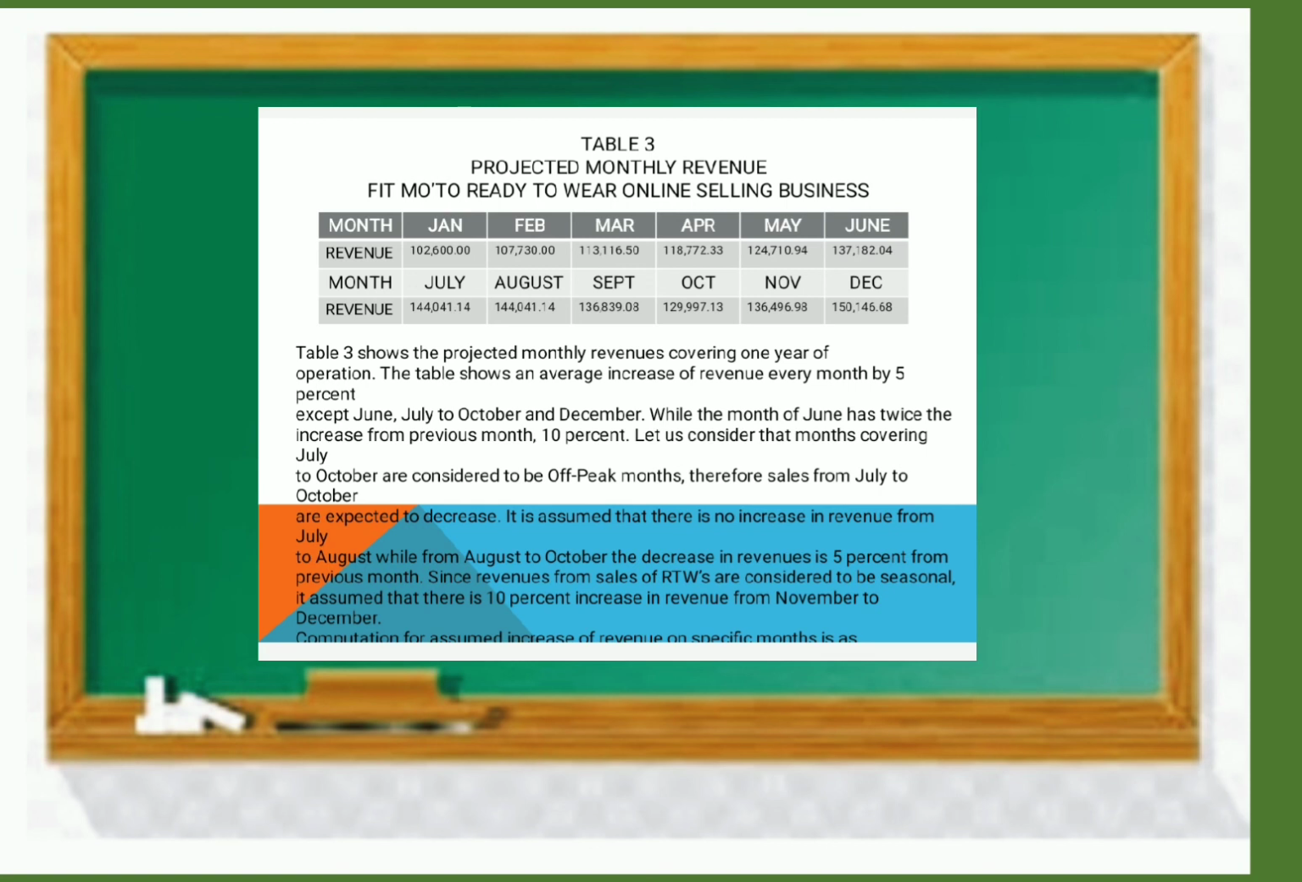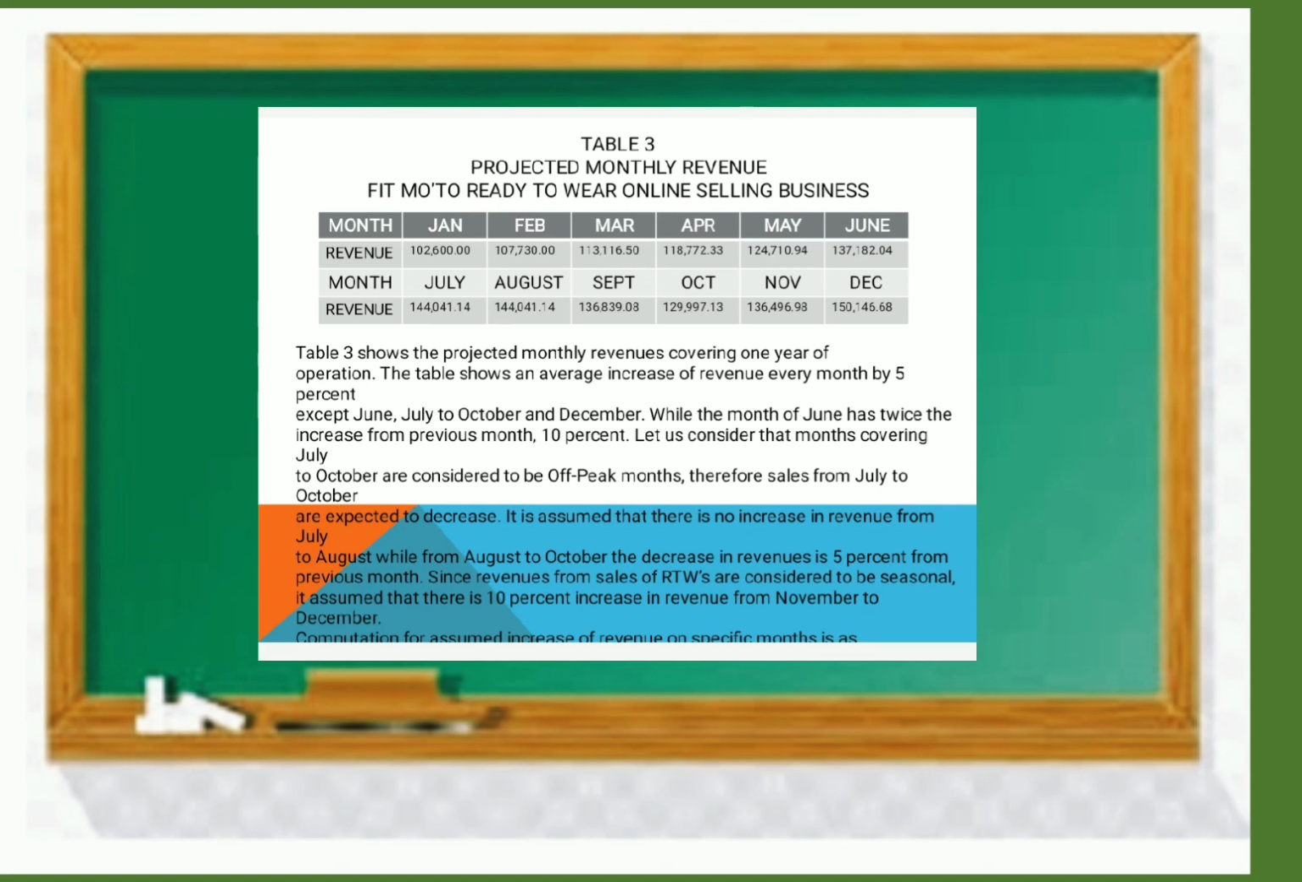So let us consider the months covering July to October are considered to be the off-peak months. Therefore, sales from July to October are expected to decrease. It is assumed that there is no increase in revenue from July to August, while from August to October, the decrease in revenues is 5% from previous month. Since revenues from sales of RTWs are considered to be seasonal, it is assumed that there is 10% increase in revenue from November to December. Computation for assumed increase of revenue on specific months is as follows.